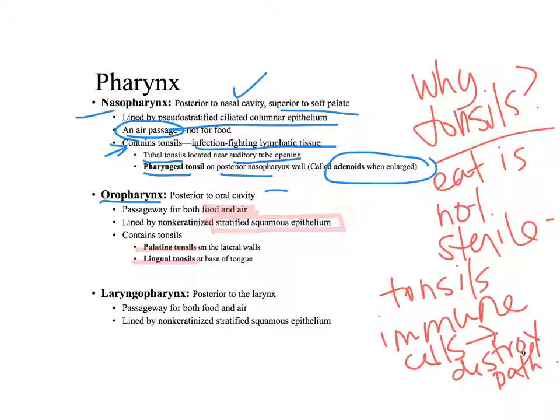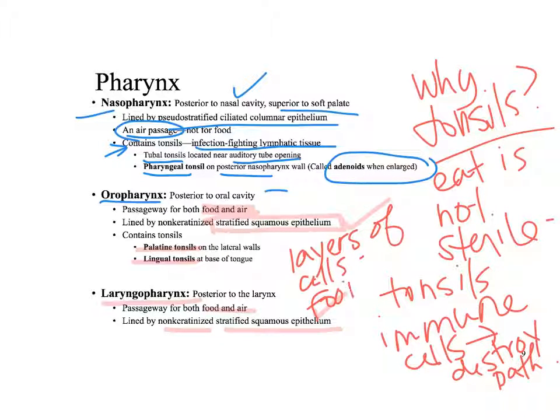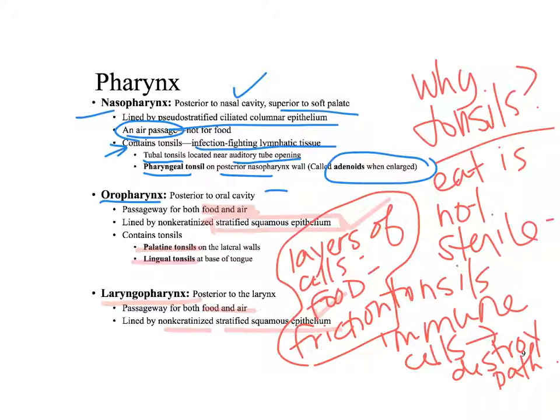Okay, the laryngopharynx, so posterior to the larynx, food and air again, and it's non-keratinized stratified squamous epithelium. So it's a little bit different. Okay, but lots of layers because there'd be friction from the food. So let me write that down. So layers of cells, right? Food is going to rub the sides, right? So food is going to have friction. So you need other layers there. I hope you guys can read it.